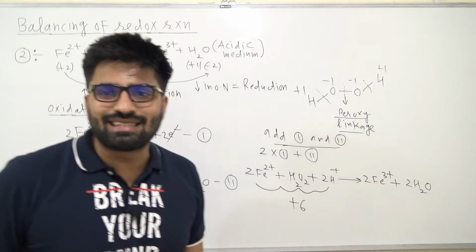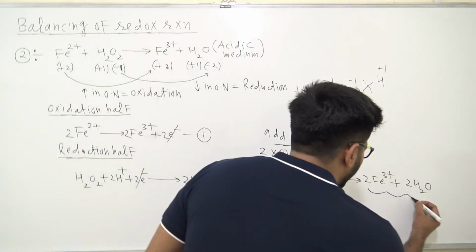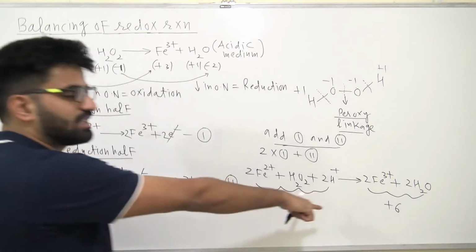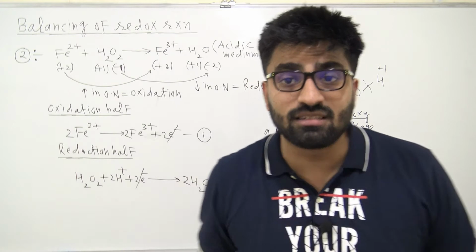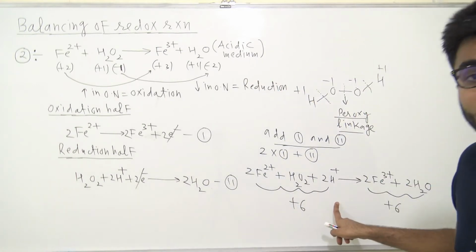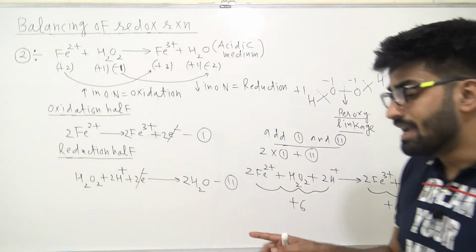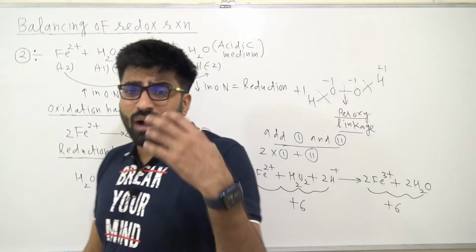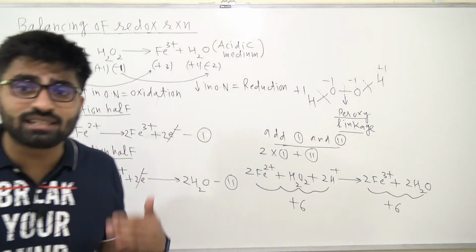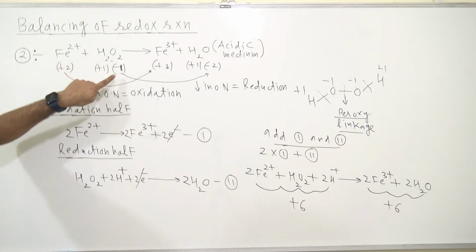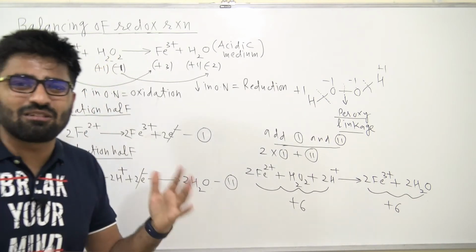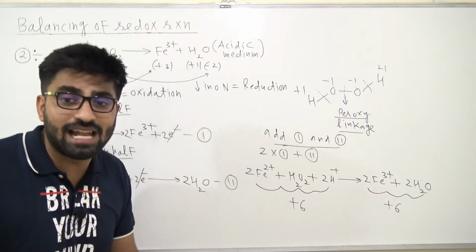2 into +3, this is also +6. On both sides, the charge is balanced. It means the reaction that we have balanced is correct. So this is your final answer to this particular question. And the confusing part in this question, where students can make a mistake, was this oxygen, right? Here oxygen is -1, not -2, because it's a peroxide, right guys?